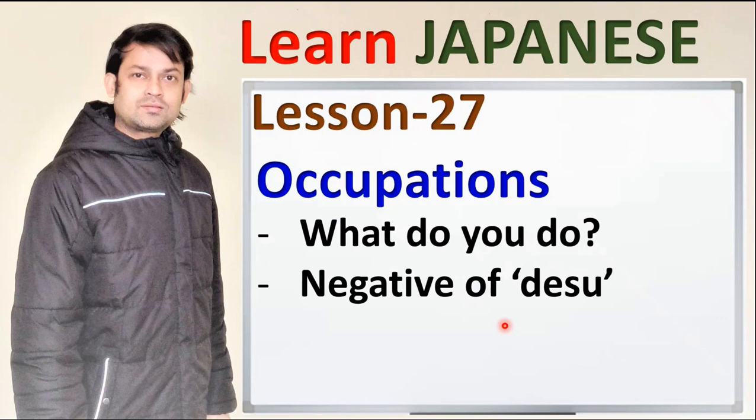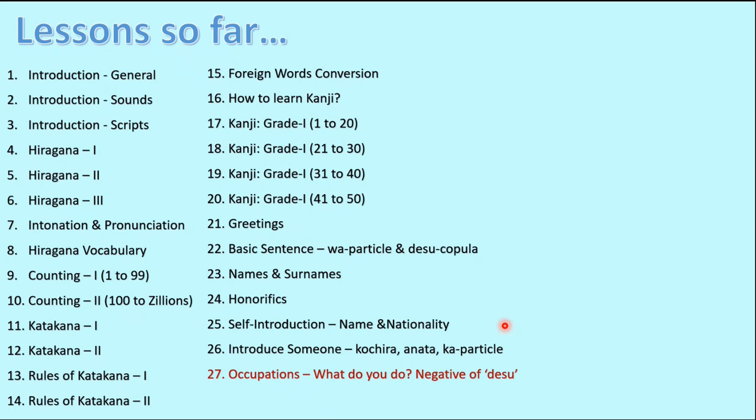Today is lesson 27, Occupations. What do you do? And the negative of this. In today's lesson, we shall be looking at some common occupations in Japanese and then learn how to ask someone about his occupation. And finally, we shall learn how to answer this question either in the affirmative or negative.